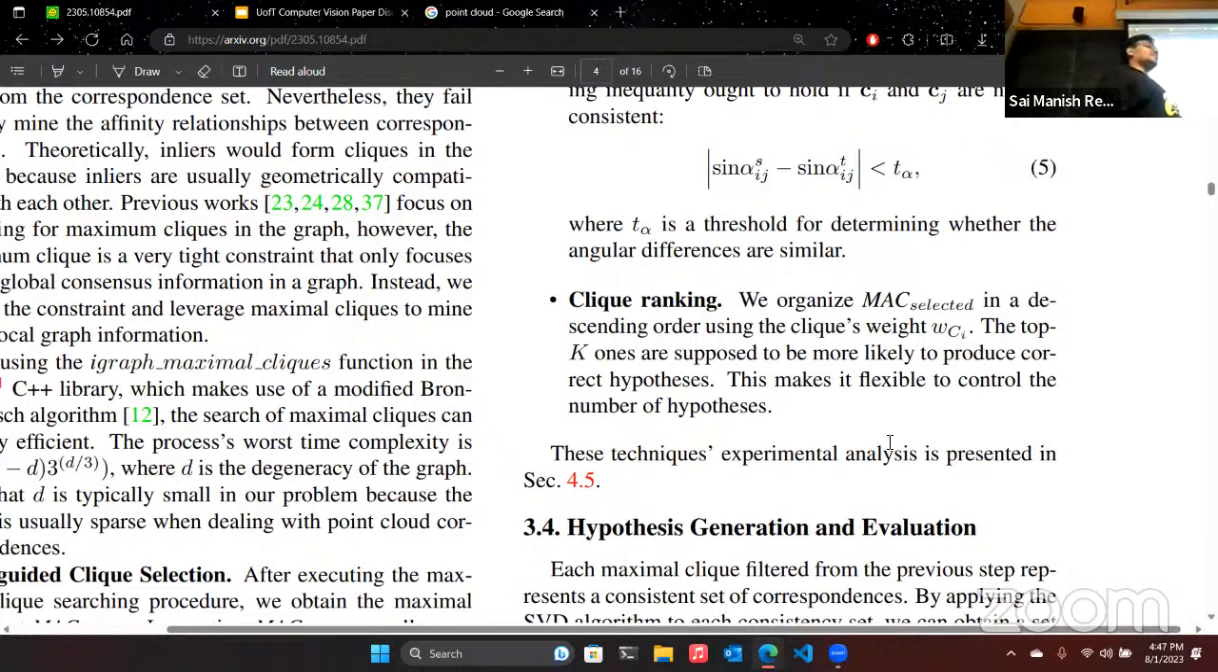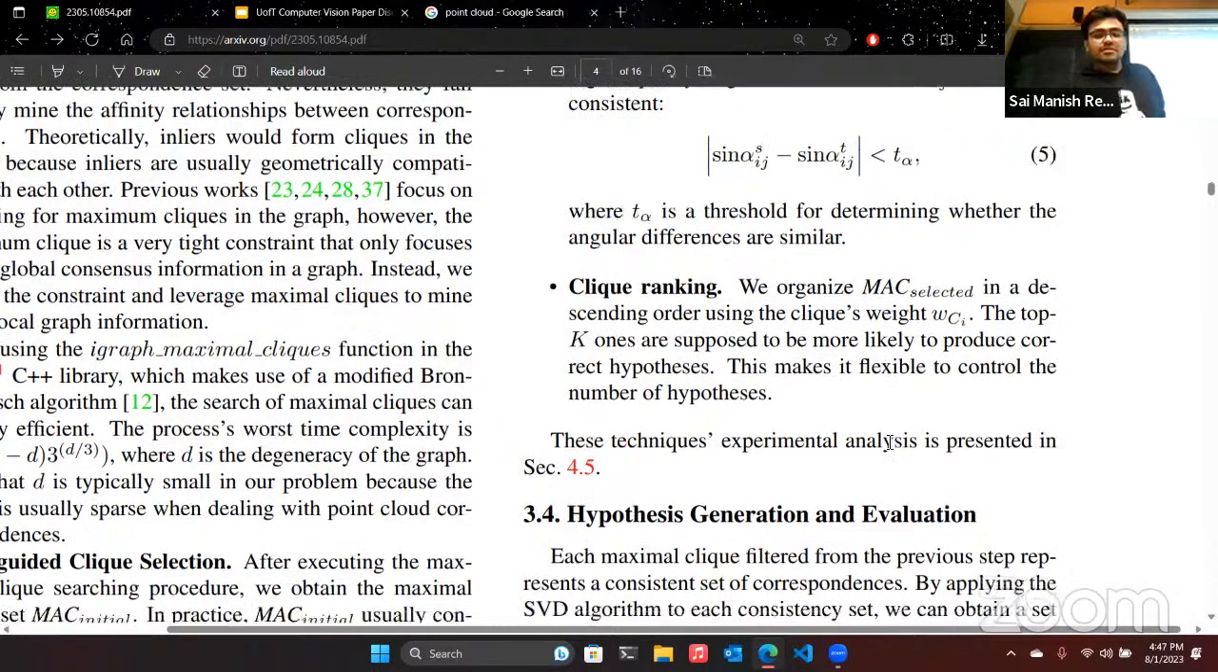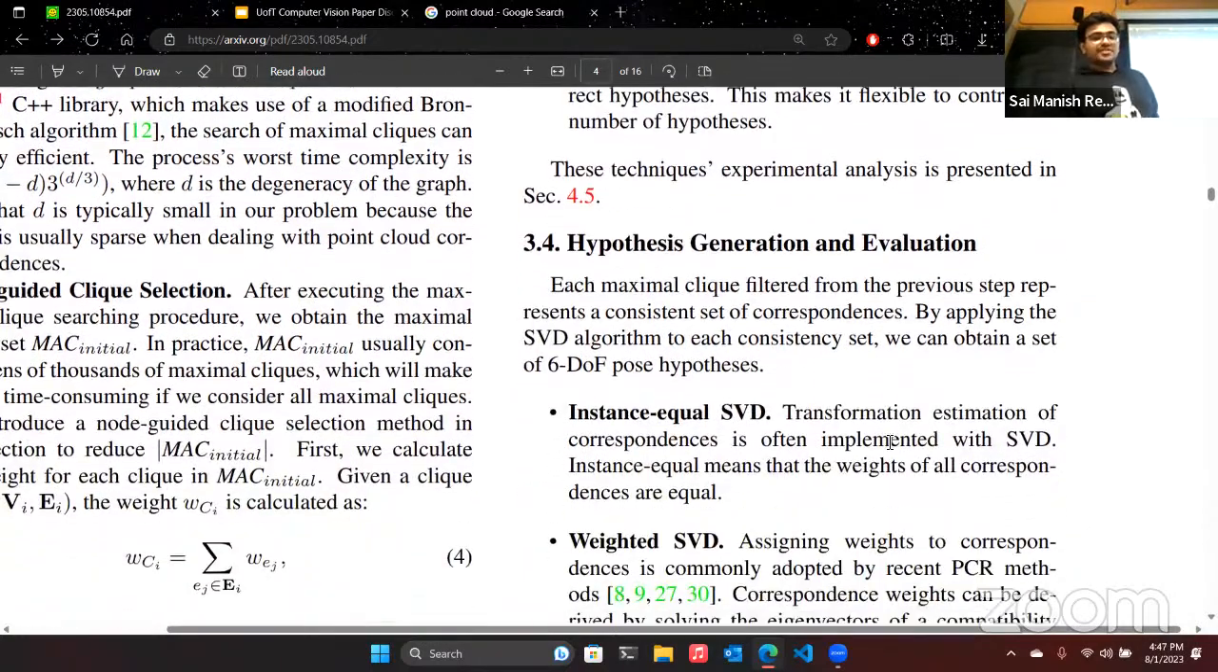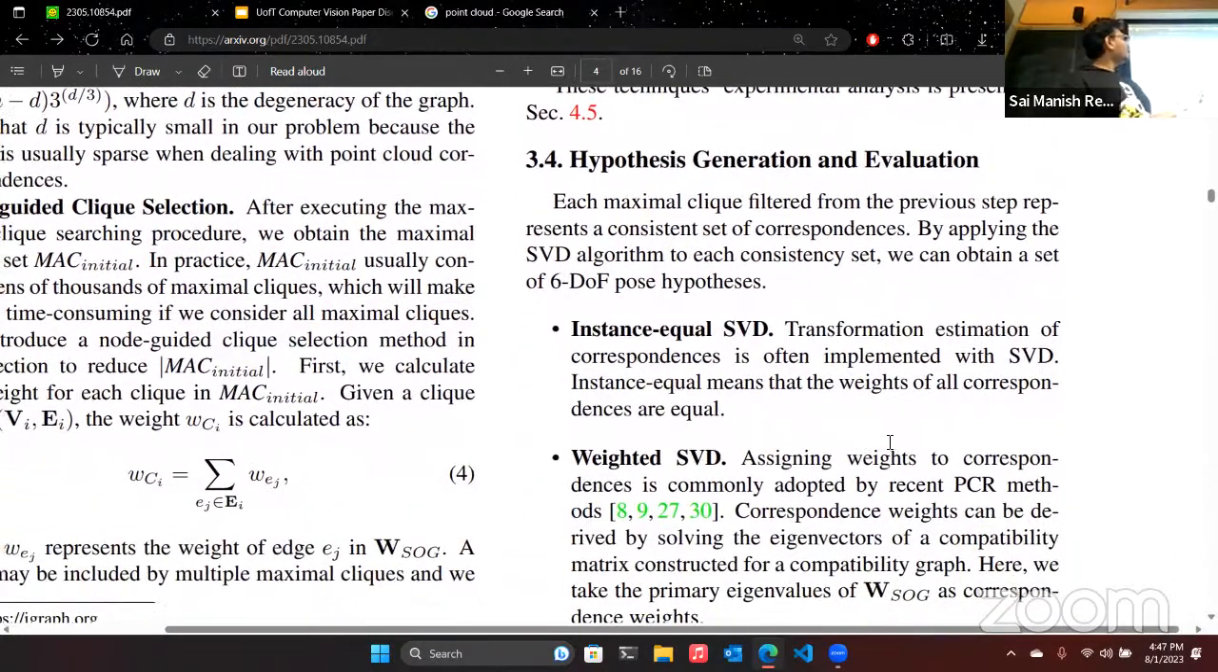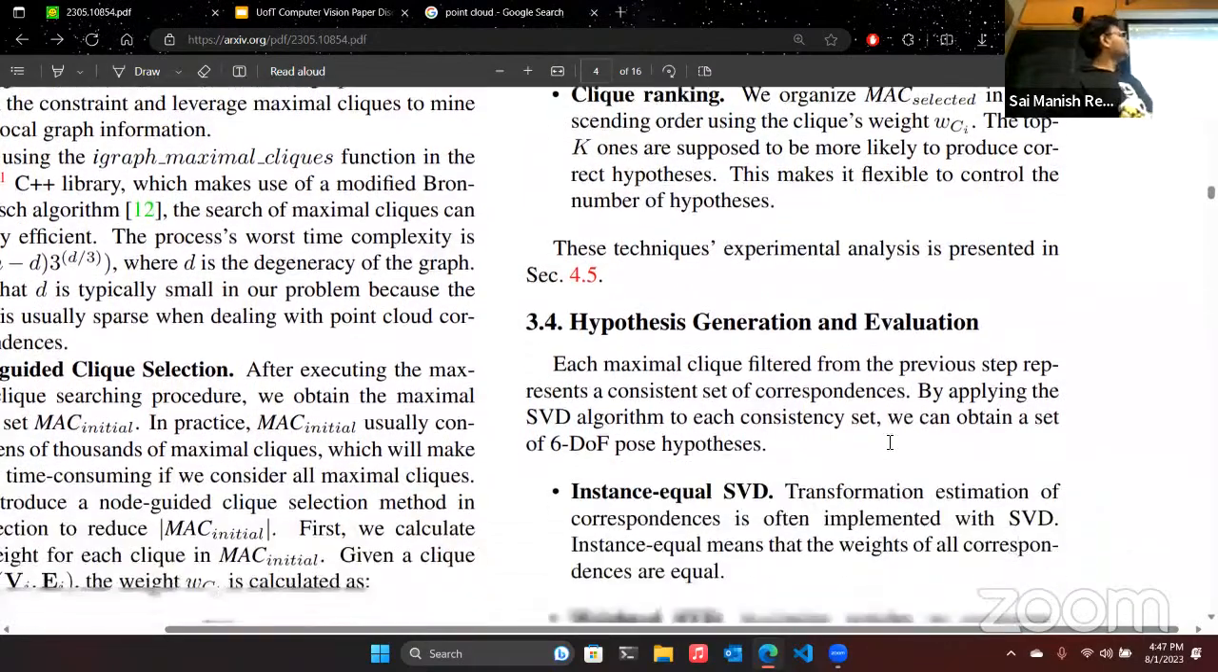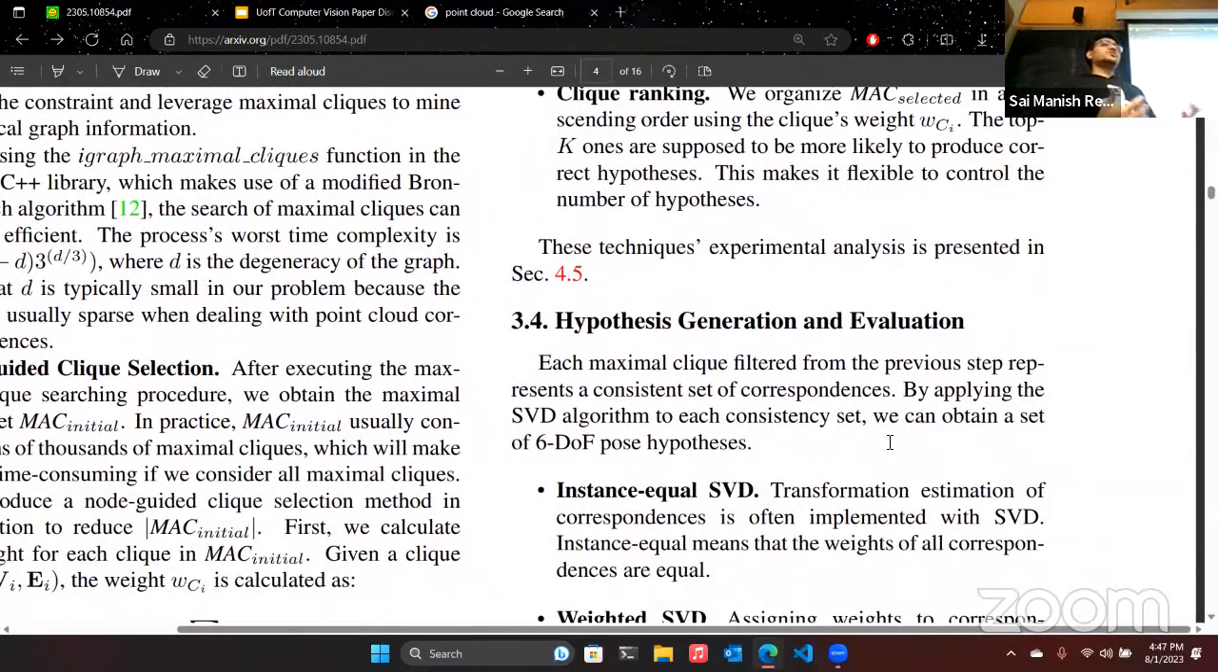Whereas this one selects the total weight. So these are the main three ways of how cliques are selected and filtered, so which cliques to use.